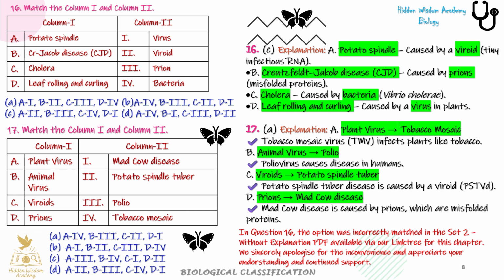Explanation: A. Plant virus goes with tobacco mosaic. Tobacco mosaic virus, TMV, infects plants like tobacco. B. Animal virus goes with polio. Poliovirus causes disease in humans. C. Viroids goes with potato spindle tuber. Potato spindle tuber disease is caused by a viroid, PSTVd. D. Prion goes with mad cow disease. Mad cow disease is caused by prions, which are misfolded proteins. So, option A is the correct answer.